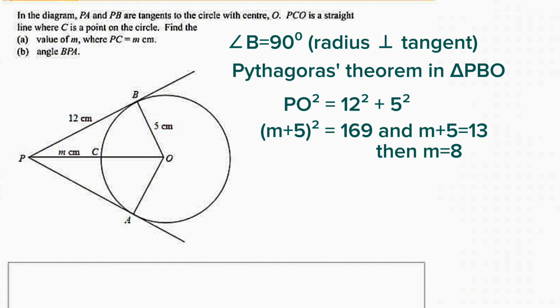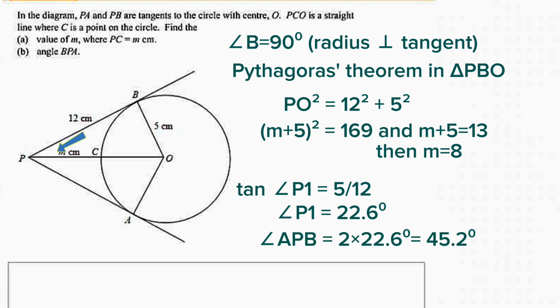In triangle PBO, we may use the trigonometrical ratio tan P1 equals 5/12. And the angle P1 is 22.6 degrees. The whole angle P, which is angle APB, equals 2 times 22.6 degrees equals 45.2 degrees.